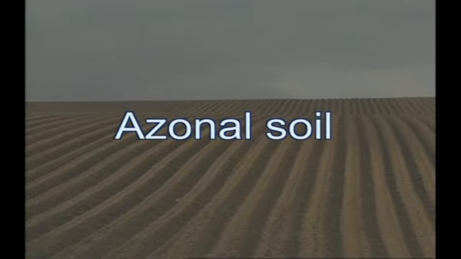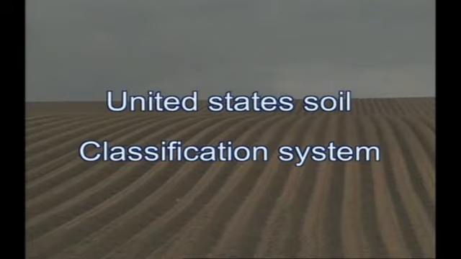Azonal soil. These types are in direct contrast to zonal soil. They have much more recent origin and are said to be immature because they occur in areas where soil forming processes have not had much time to operate on the parent rock. Due to this, the soil shows very distinct characteristics of their parent rock and agent of deposition.